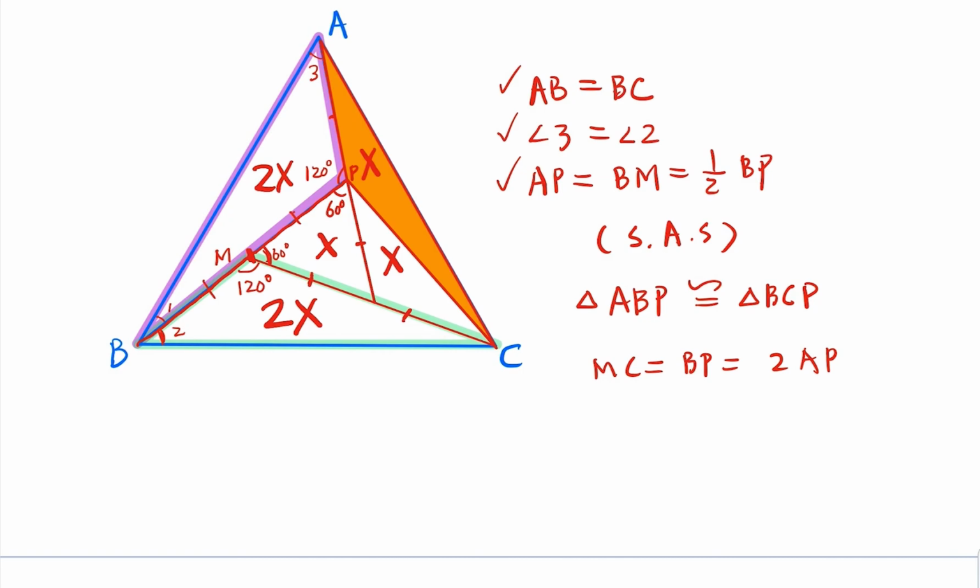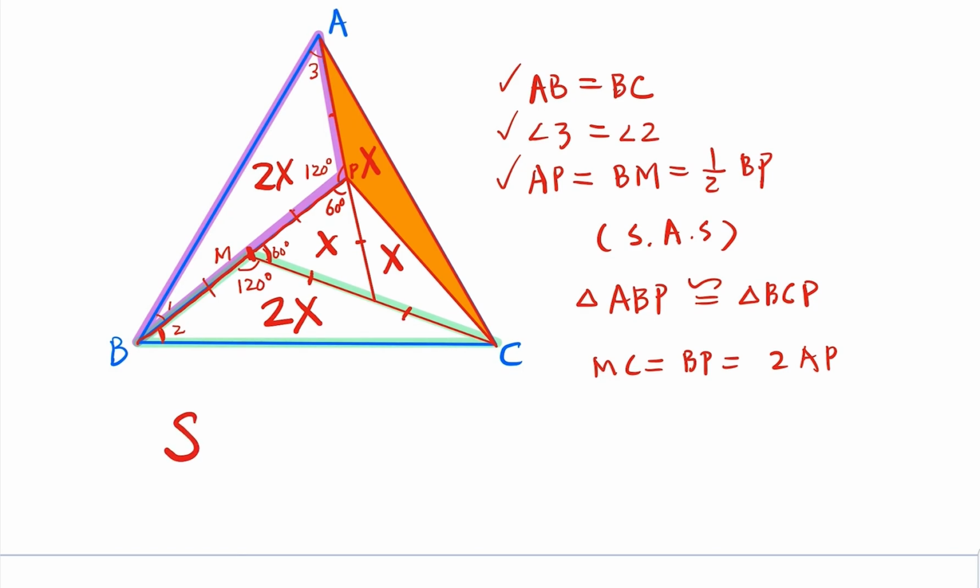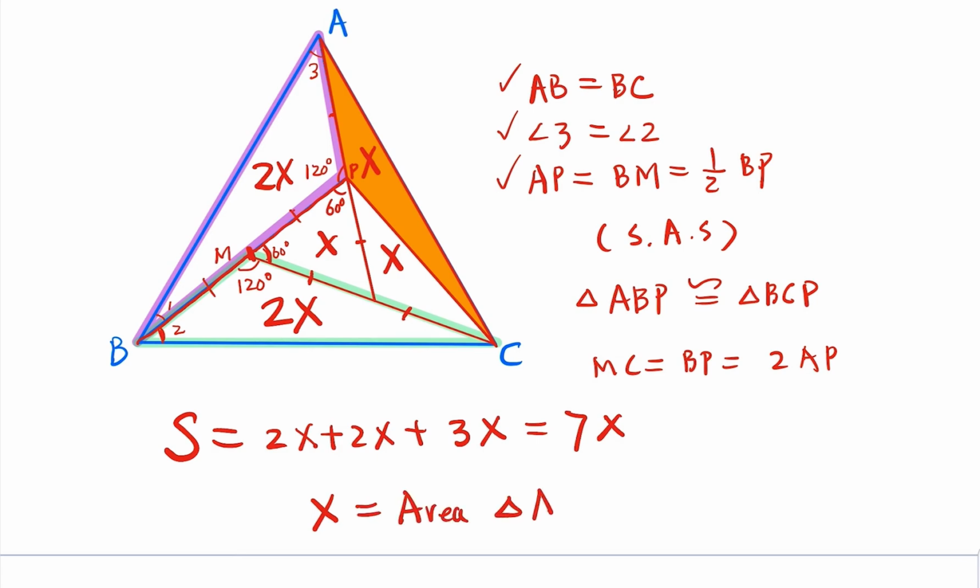So what do we get? ABC's area S is actually equal to 2X plus 2X plus the 3 triangles with area of X. That's equal to 7X. So X, which is the area of triangle APC, the quantity that we're looking for, is 1/7 of the big triangle. That's the answer.